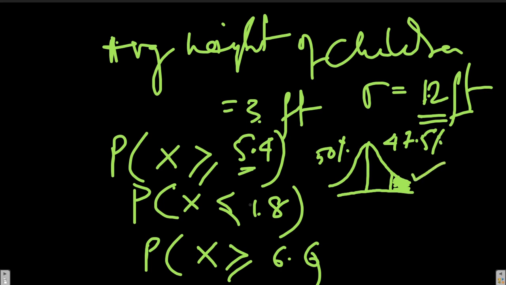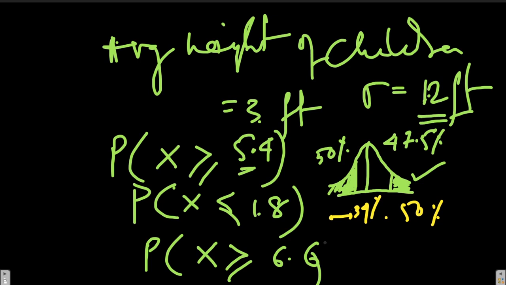Here, if x is less than 1.8, 3 is the mean, and if you subtract 1 sigma, this area is basically your answer. Now we know that 1 standard deviation on both sides is 68%. So for the second problem, this part is going to be 34%, and this one is going to be 50%. If I add these 2 and subtract, whatever is left is the answer. That is basically 16%.